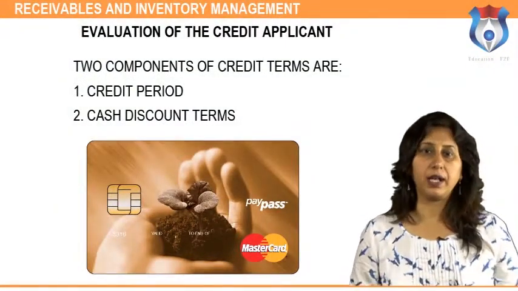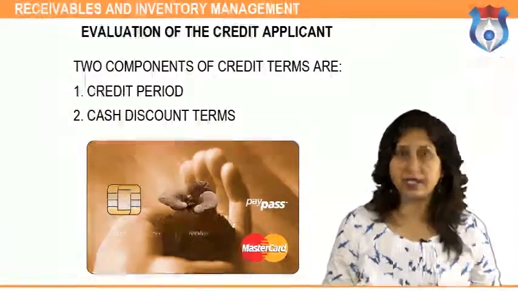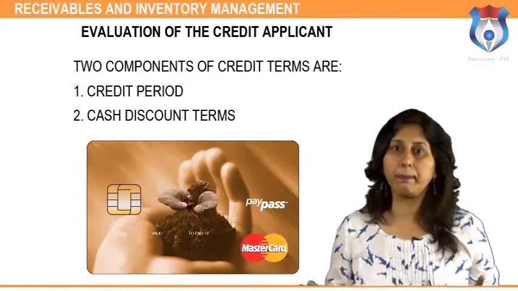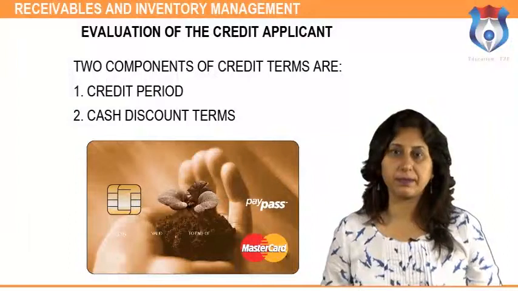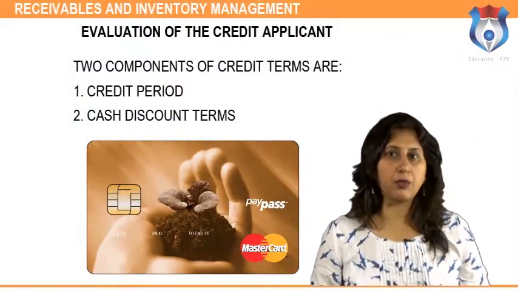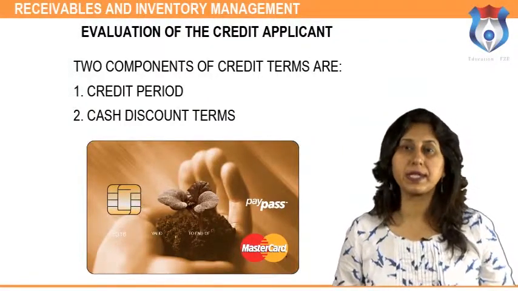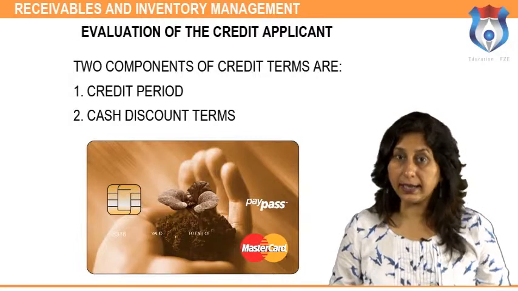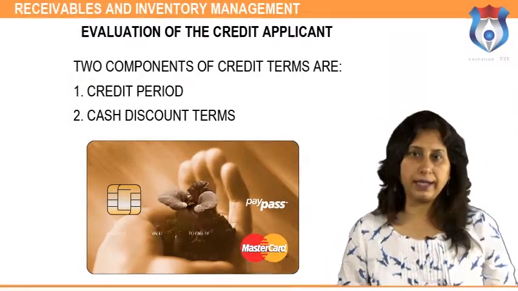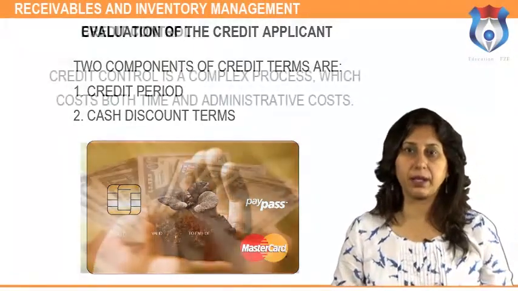Credit period. Credit period is the duration of time for which trade credit is extended. During this time, the overdue amount must be paid by the customers. Cash discount terms. The cash discount is granted by the firm to its debtors in order to induce them to make the payment earlier than the expiry of credit period allowed to them. Cash discount is expressed as a percentage of sales.